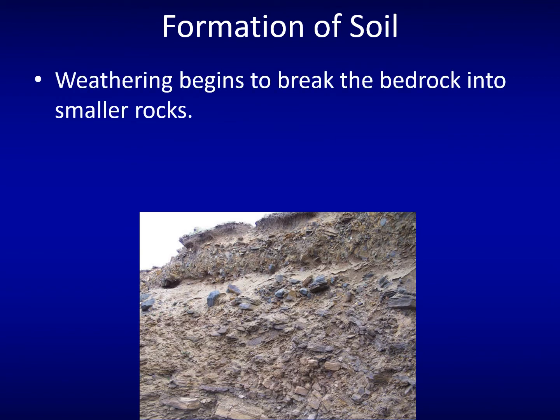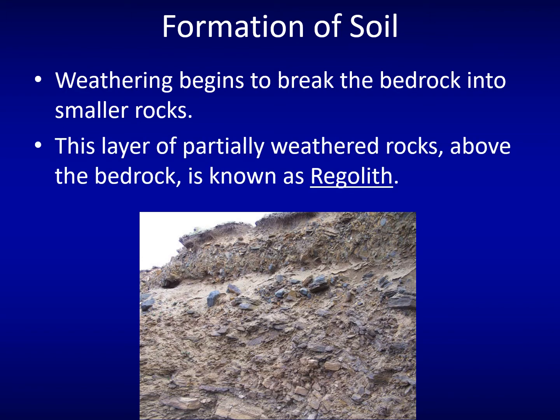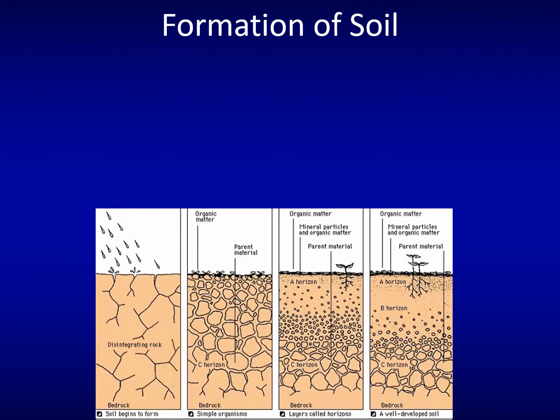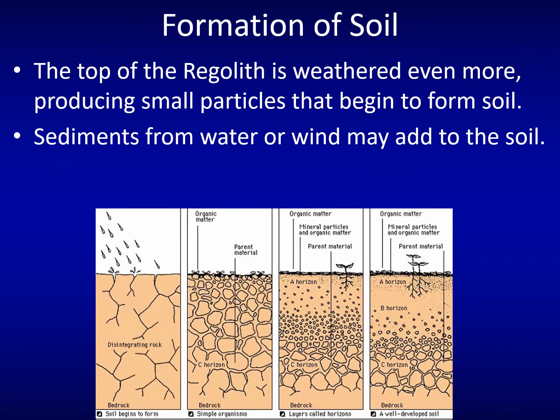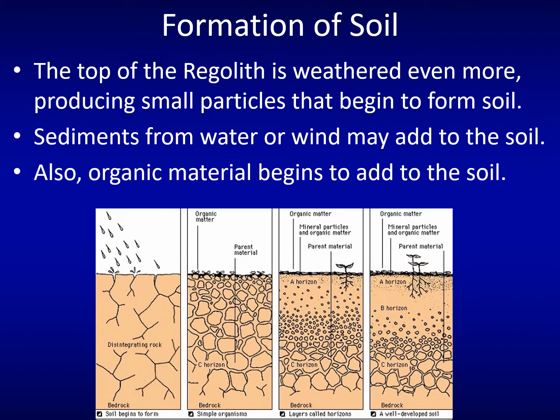Bedrock begins to break into smaller rocks through mechanical and chemical weathering processes. These smaller rocks are known as regolith. The top of the regolith is weathered even more, producing smaller particles that begin to form pebbles, and eventually those pebbles form smaller grains, and those smaller grains form even smaller grains, and soil begins to develop. Sediments from water or wind may add to the soil, and organic material begins to add to the soil as well.